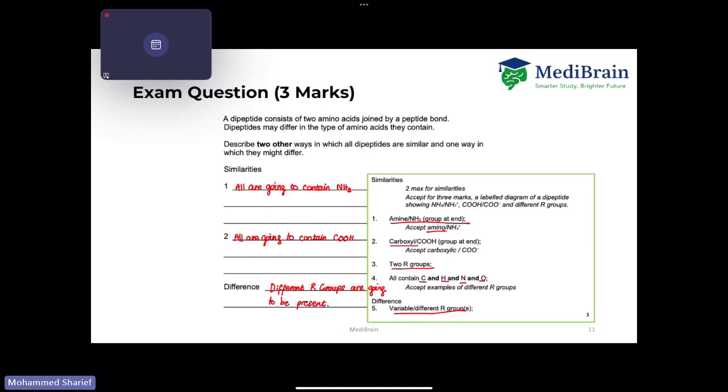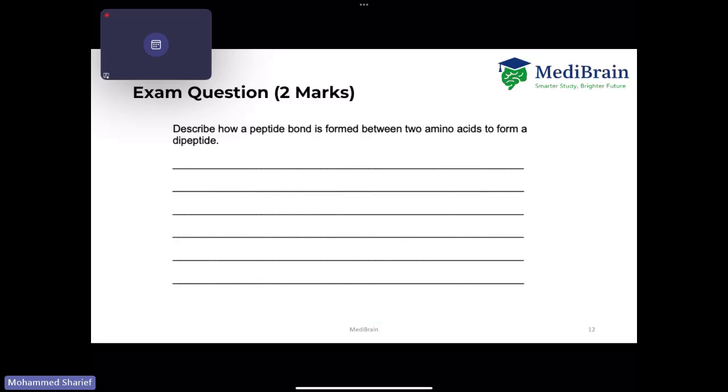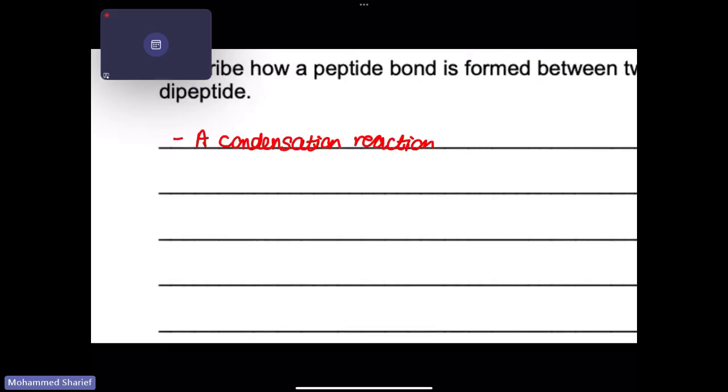Okay. Next question, 2 marks. Describe how a peptide bond is formed between 2 amino acids to form a dipeptide. So again, this is basically a recall question. However, you have to be really careful to write in the way the mark scheme wants you to write. So how is a peptide bond formed? Well, we know that any chemical bond is formed by the condensation reaction. Where does the condensation reaction occur? It occurs between the amine group of one amino acid and the carboxyl group of another.